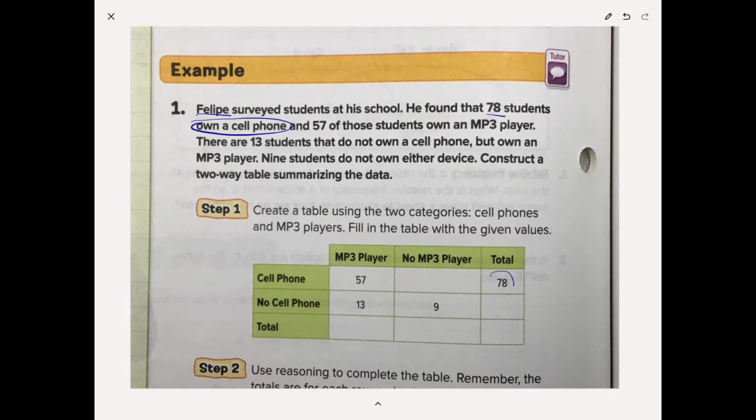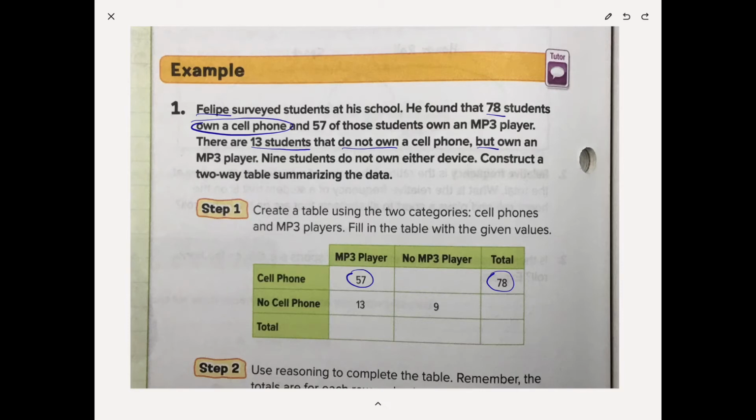57 of those 78 also have an MP3 player. There are 13 students that do not own a cell phone. There we go, that's down here. And then 13 students that do not own a cell phone but own an MP3 player. And that's why this 13 is right here under that heading: no cell phone, but they have an MP3 player. And then there are some other people, 9 of them in fact, that don't own either.